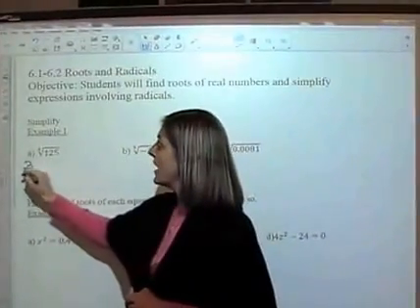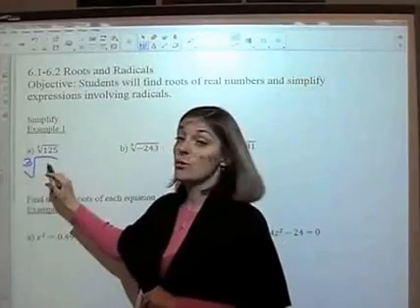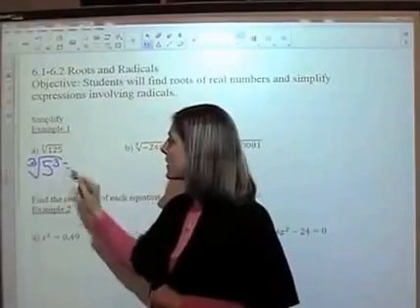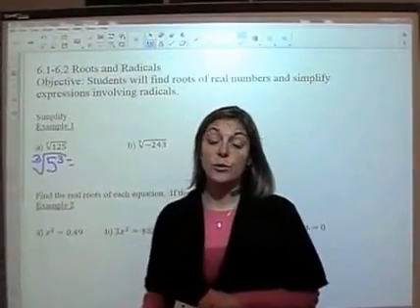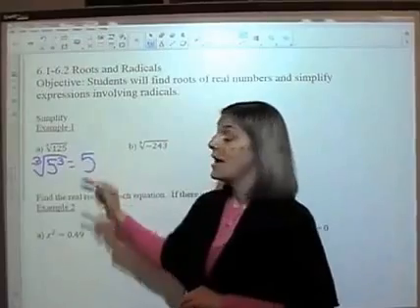Well, we can rewrite the cube root of 125 as the cube root of 5 to the third. And so if you have a cube root of something to the power of 3, they cancel out and you get 5.